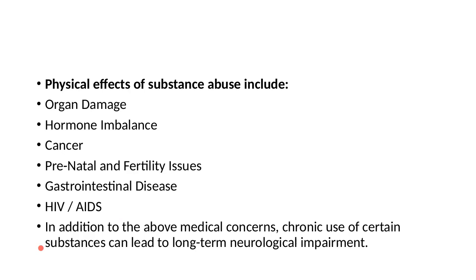Then, in addition to the above medical concerns, chronic use of certain substances can lead to long-term neurological impairment. Once your brain, together with the neurons or the nervous system, has been affected, definitely you'll live a very uncomfortable life. Because, for example, if the nerves supplying the hands are affected, your hands will not function properly.